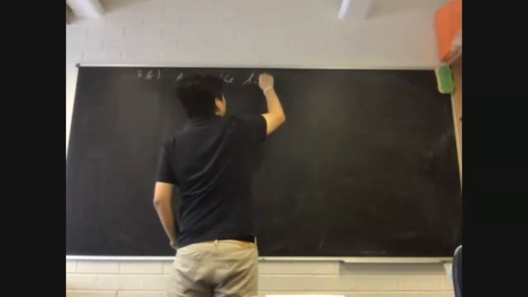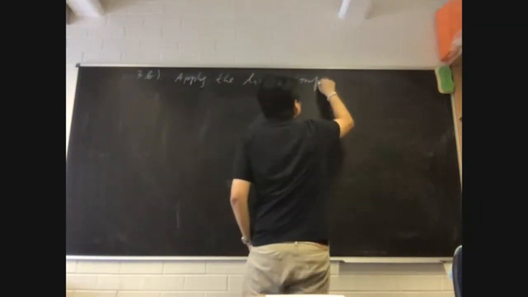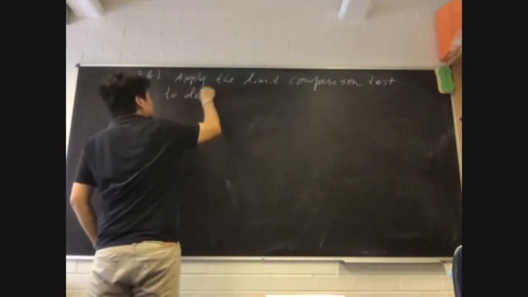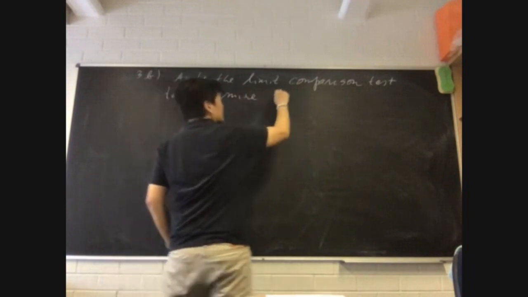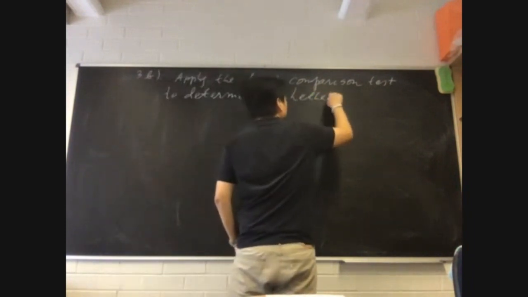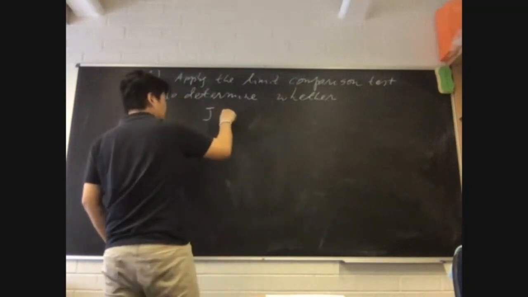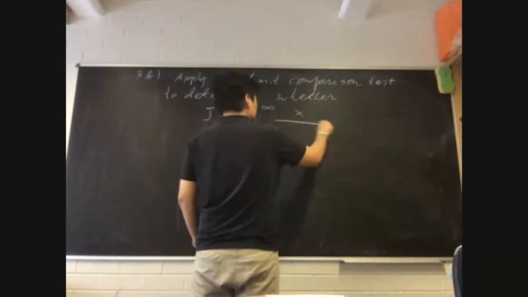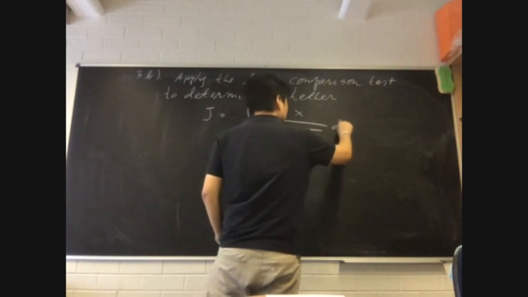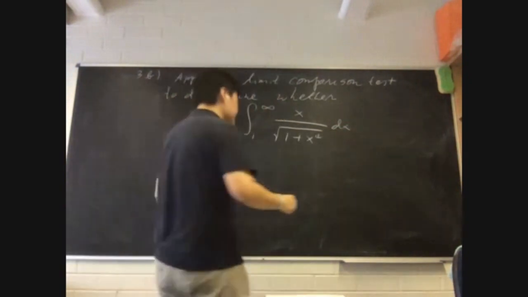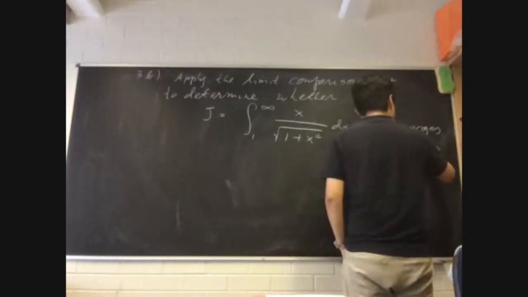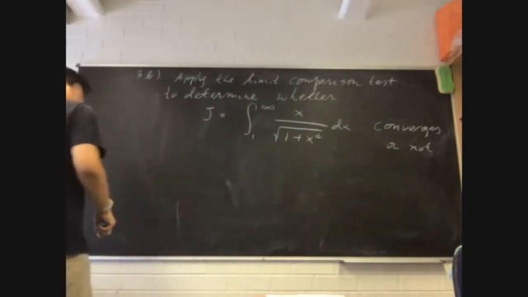the problem asks us to apply the limit comparison test to determine whether this integral, which we call j, from 1 to infinity, x square root of 1 plus x to the 4th dx, converges or not. All right, so let's think about this.